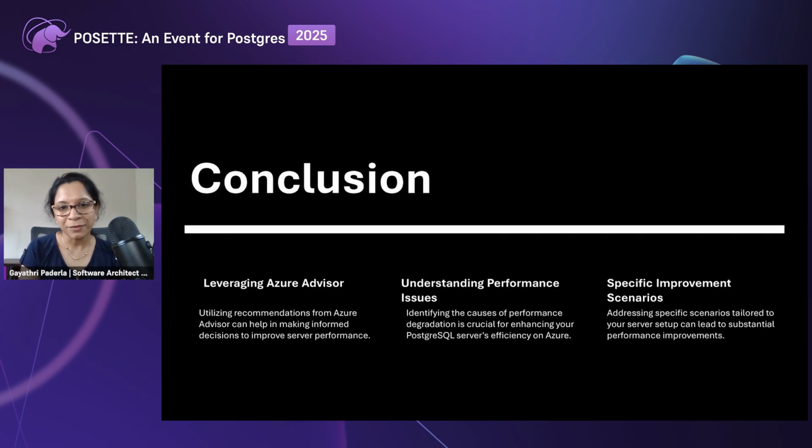Here, with all this information, we are concluding this talk. You could clearly see how you could leverage the Azure Advisor recommendations to identify the different vulnerabilities or performance issues your server is going through, and using the recommended actions provided in the troubleshooting guides or through the server parameter updates, bring your server back to a performant state and improve the performance of your server and queries.